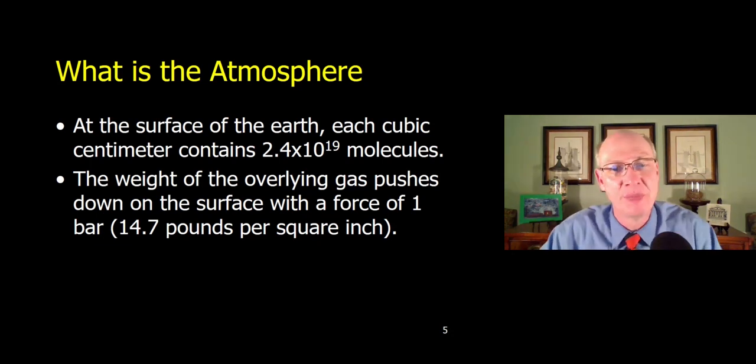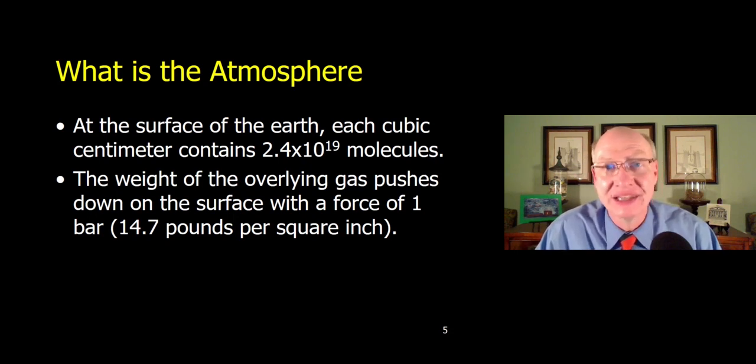To put that in perspective, throughout most of the Milky Way, there is an average of 1 atom per cubic centimeter. And here on the surface of the Earth, there's 24 quintillion molecules in that same little box. So that's a lot of molecules. That's a lot of atmosphere.